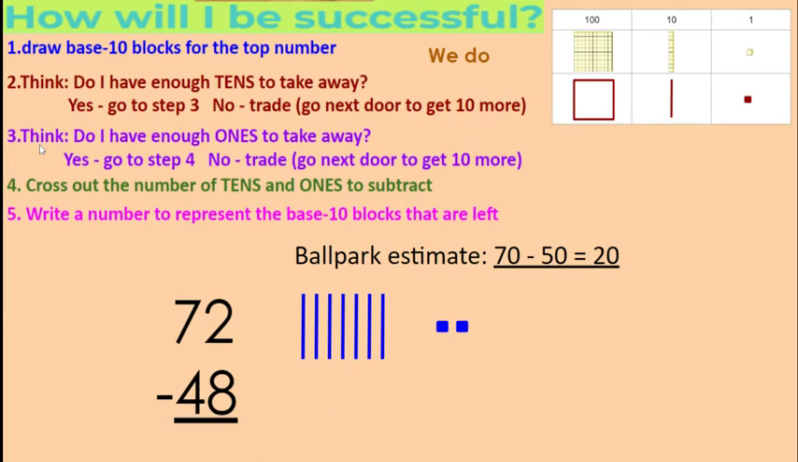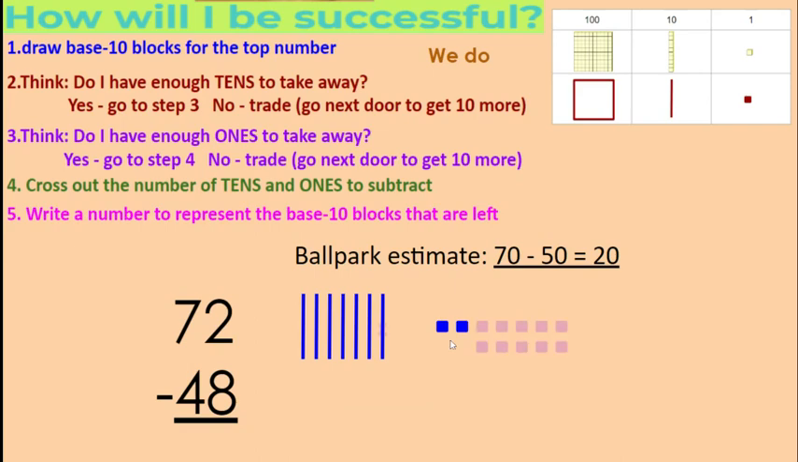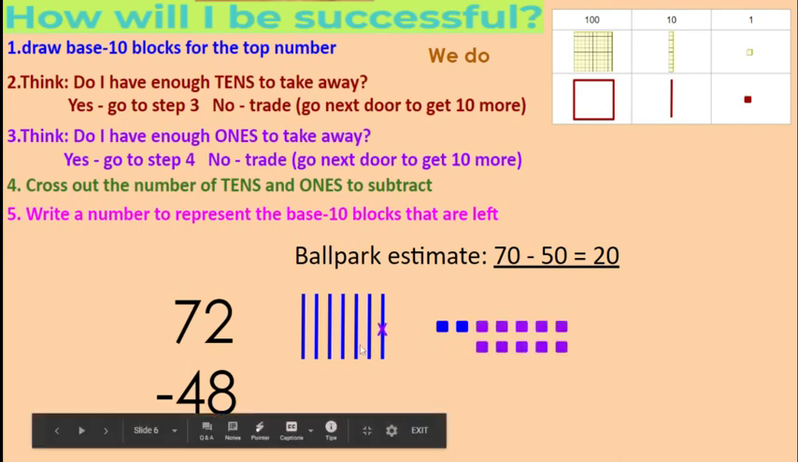Step number 3, let's read together. Think, do I have enough 1s to take away? Let's see. You have 2 1s. What number is below the number 2? 8. Can you take away 8 cubes? No, you only have 2 cubes to give away. So we're going to have to go next door to get 10 more.